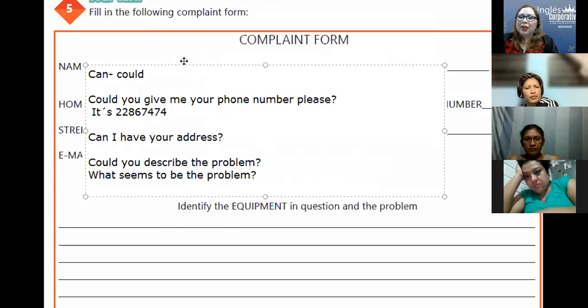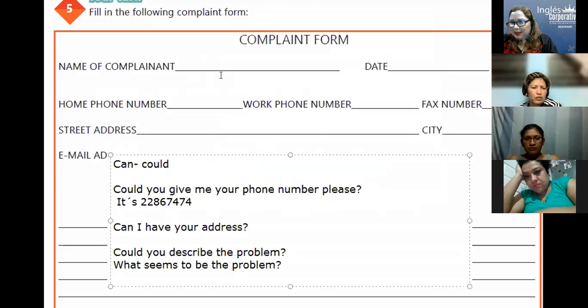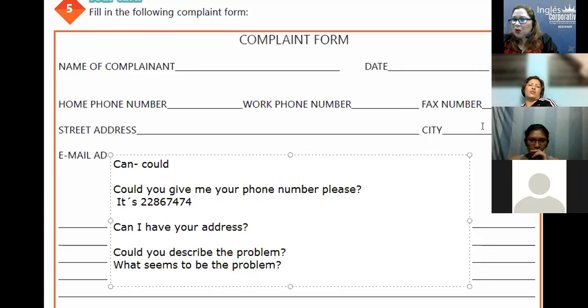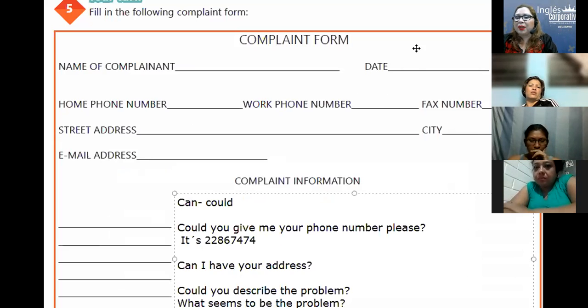Okay, ahora, como esta información ya la sabemos dar, for example, I could say, could you give me your phone number, please? Then yo lo puedo poner acá, right? 228-7474, y ahí voy poniendo, fax number, 228-67474. Work phone number, well, I don't use it for my work. So it is okay. A menos que este compliant form sea de un cliente de nuestra compañía a la que usted le va a ir a dar el soporte. Ahí sí se necesita esta información como work phone number, la ciudad o el municipio para que no se confundan de jurisdicción. O sea, toda esta información debe ser específica.